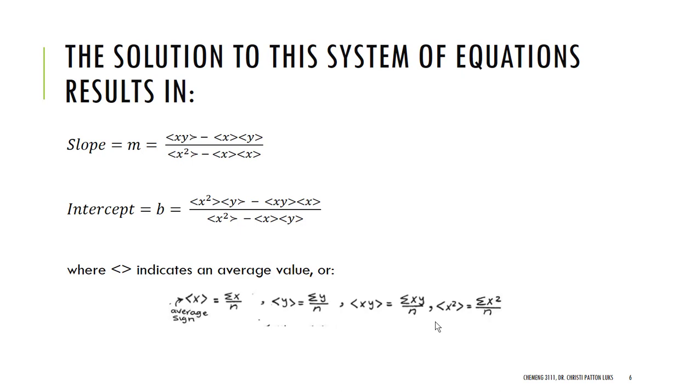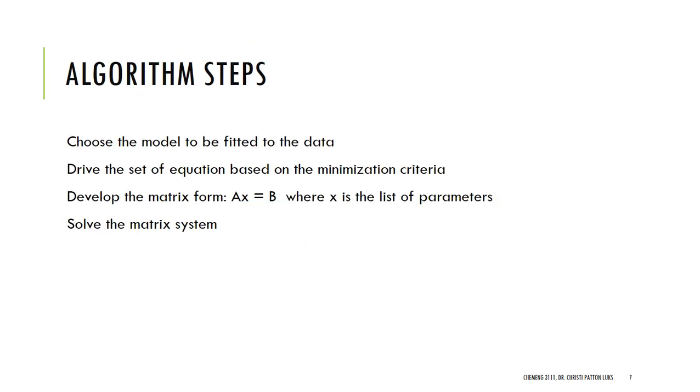So if you were looking at this in terms of an algorithm, basically you're going to choose the model that you want to fit to the data. You're going to derive the set of equations based on the minimization criteria, and then develop the matrix form AX equals B, and then solve the matrix system, and that will get you your parameters. So the steps are fairly simple.